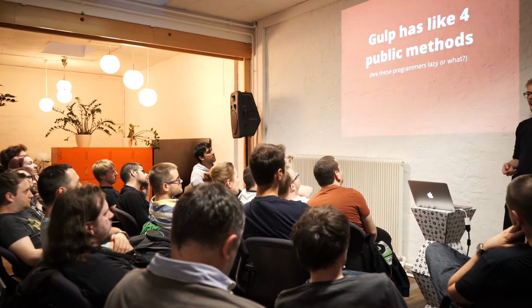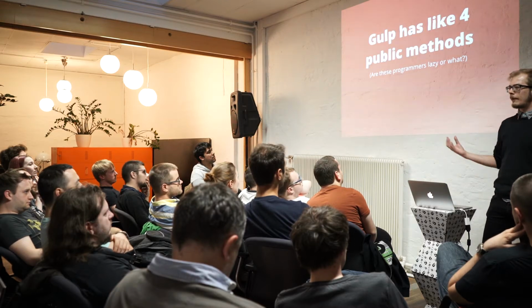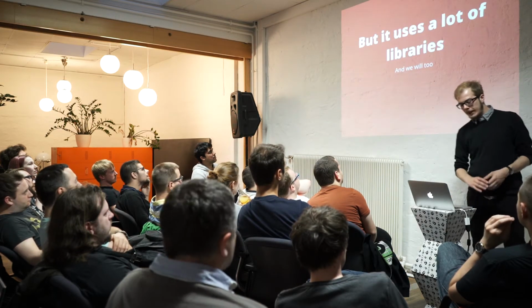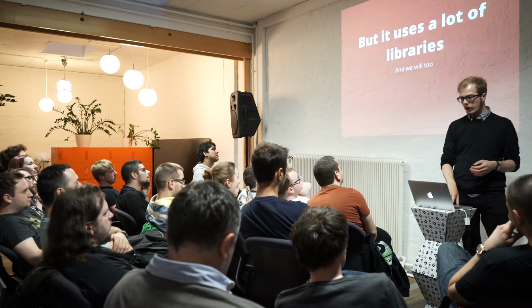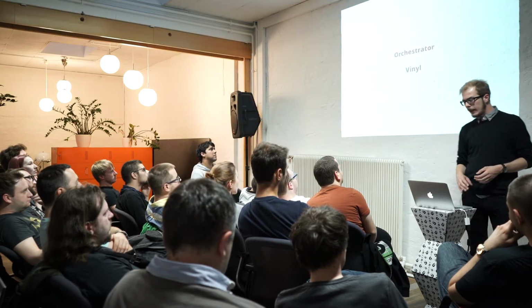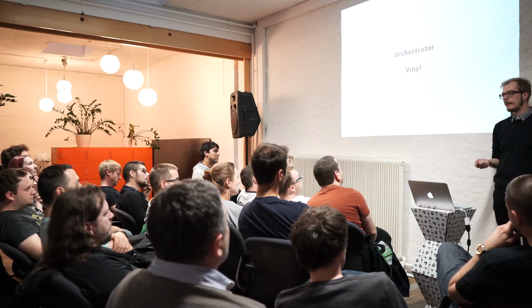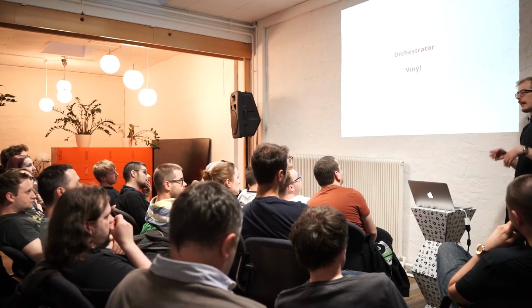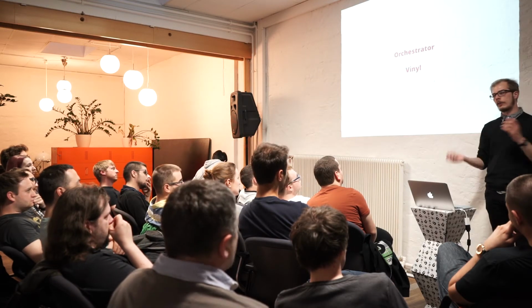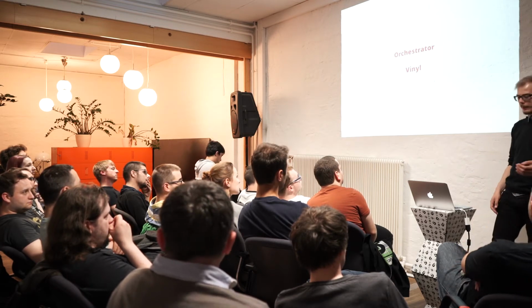And Gulp is really tiny, right? It has like 4 or 5 public methods, so it's not a really big program. It's really simple, but it uses a lot of libraries, and I want to go into detail on some of them. The first one is Orchestrator, which is the part that does the task running, and Gulp can run tasks asynchronously and synchronously and so on. But that has nothing to do with streams, so we skip that one.